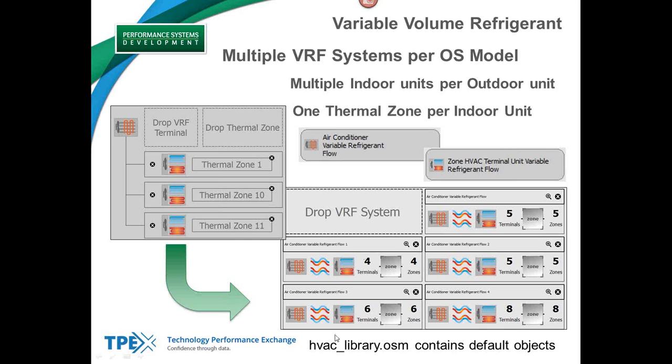Finally, there is a library that ships with OpenStudio called the HVAC_library.osm file, and it contains a number of default VRF curves to help us start to develop our own curve sets for these objects. It's very important that we don't just use default curves when we're modeling VRF systems. These really require individual designs to be created, and then the performance curves based on those designs to be developed.